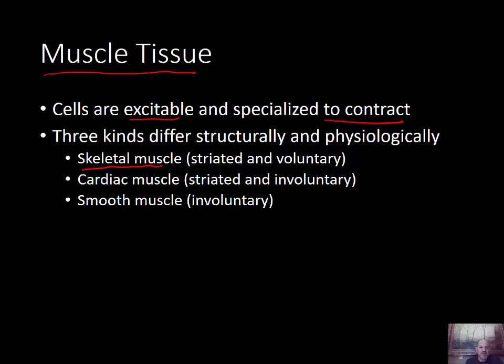There's skeletal muscle, which is striated, or has a striped banding pattern, and it's voluntary, which means you can control it. Then we have the cardiac muscle, which is found in the heart. It is striated. However, it is not under conscious control. We don't have to tell our heart to beat all the time. And then we have smooth muscle, which does not appear striated, and it is involuntary, and we find that in locations like your intestines, where it helps move food along.